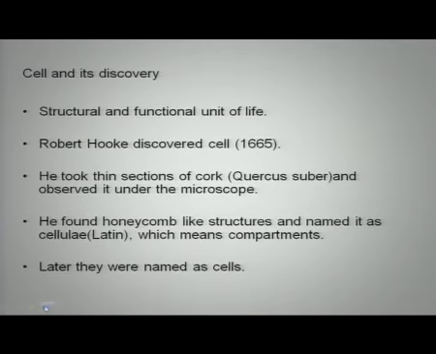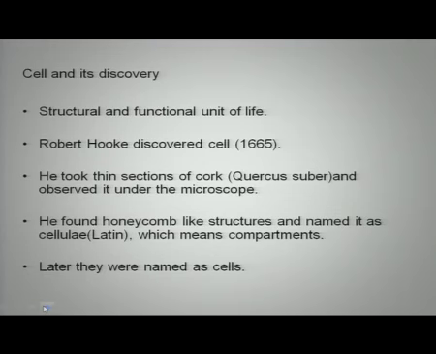Now regarding the discovery of a cell, the basic unit of life, the cell is the structural and functional unit of life of an organism. And as I have already told you, Robert Hooke in 1665 discovered a cell.